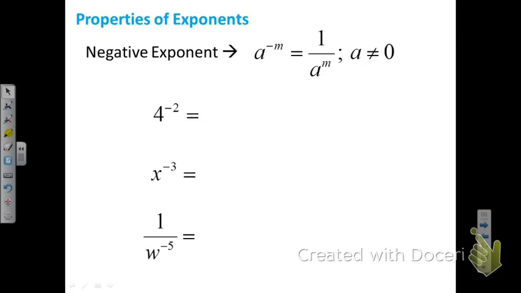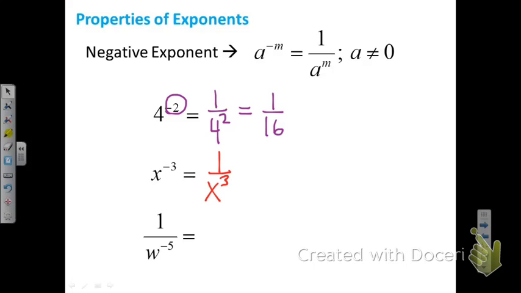So we're going to look at these. You have 4 to the negative 2. That negative exponent moves it to the bottom of a fraction, and we've done these before. And we can simplify that. 4 squared is 16, so we get 1 over 16. The next one we're just going to use a variable. We have x to the negative 3, so we pull that base down with the exponent and we get 1 over x to the third.